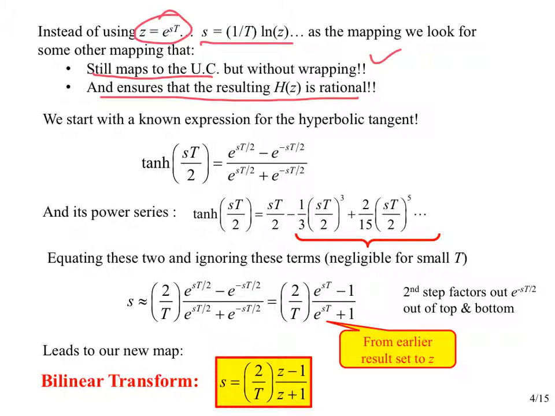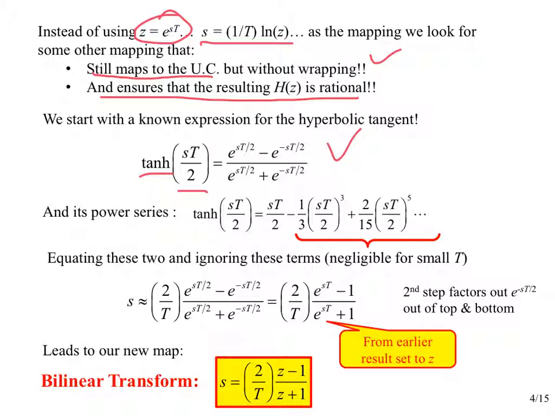So if we take a look at the hyperbolic tangent, and we take hyperbolic tangent of sT over 2, and we expand that, there's a well-known expression for hyperbolic tan that says hyperbolic tan of x is e to the x minus e to the minus x, all over e to the x plus e to the minus x. So that's all we've done here, replacing x by sT over 2, and not clearly addressing the issue that s is complex valued.